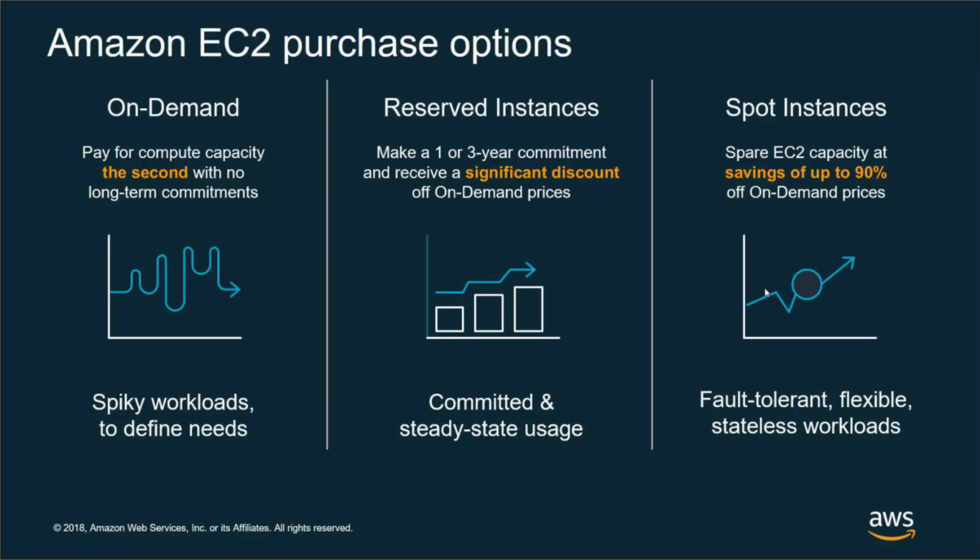And then the third purchase option is Spot instances. Spot instances are actually the spare EC2 capacity that we have, and we allow customers to leverage that spare capacity at discounts of up to 90% off the on-demand prices. Spot instances are most useful for fault-tolerant, flexible, and stateless workloads. That's because Spot instances can be interrupted with a 2-minute warning when EC2 needs that capacity back for on-demand.